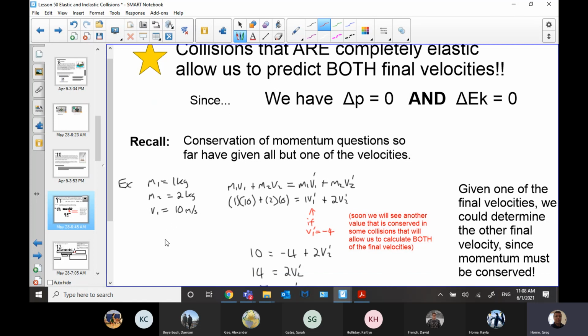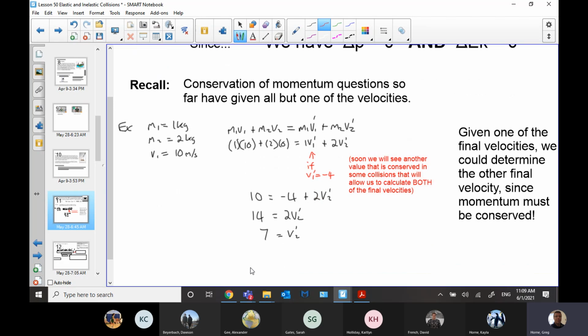So anyways, here's the question, instead of a paragraph of just giving you the given information, if we had M1, mass number 1 is 1 kilogram, mass number 2 is 2 kilograms, and V1 is 10. In the past, I said, ooh, I'd have to give you one of those velocities, right? Like if I gave you this is -4, then we can calculate out that the corresponding would be 7, right? And I said at the time, soon we'll see another concept I maybe should have said that's conserved, right? And so we'll be able to calculate both of those final velocities. So today is that soon day.